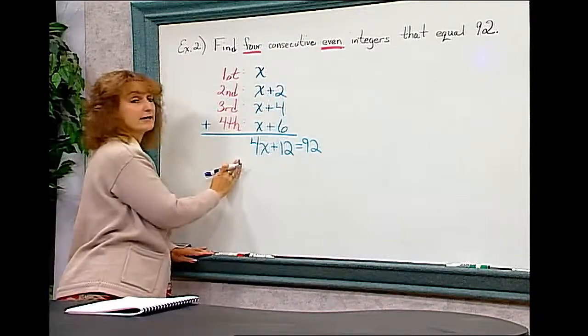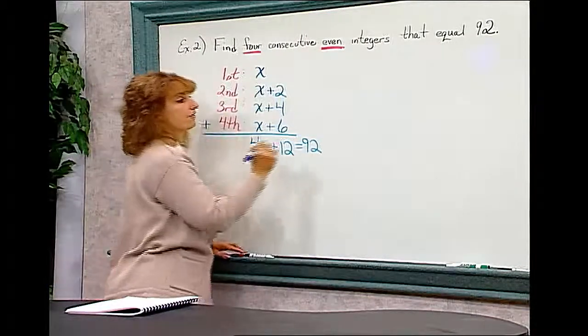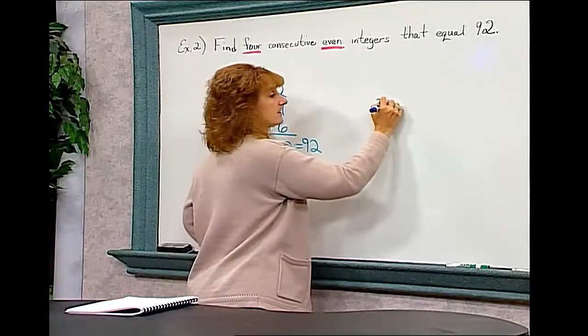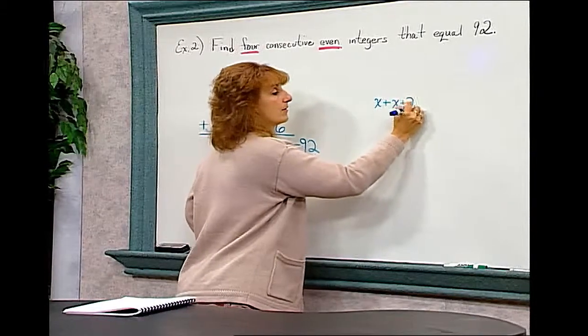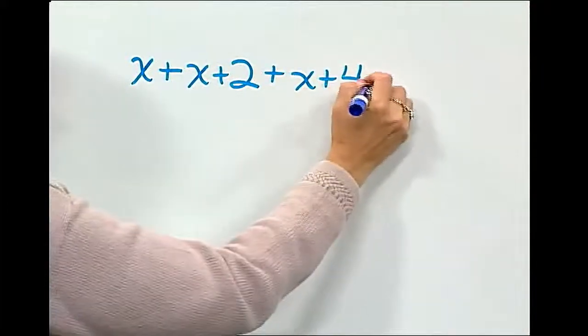Remember, if you do not like writing this vertically, you can write it horizontally. Our first number was x. Our second number was x plus 2. Our third number, x plus 4.